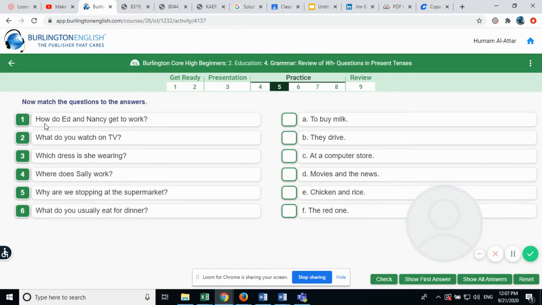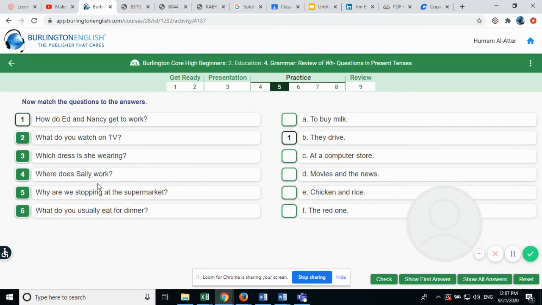The question is, how do Ed and Nancy get to work? Click on number one, drag it, and you can move it around. So what do you think? To buy milk, they drive, at a computer store, movies and the news, chicken and rice, or the red one? The answer is B. They drive.